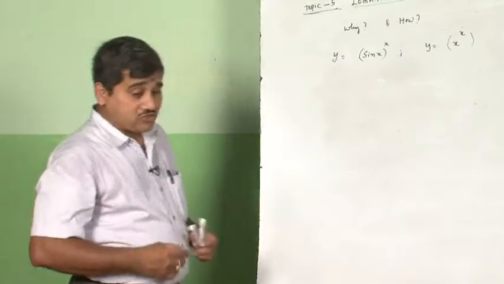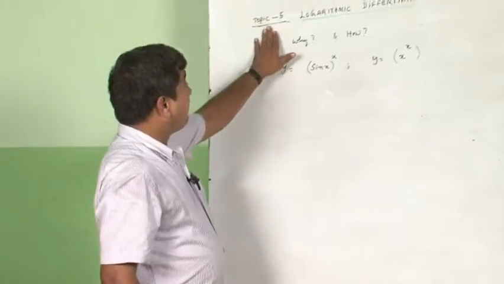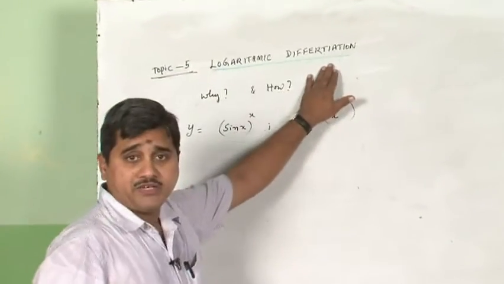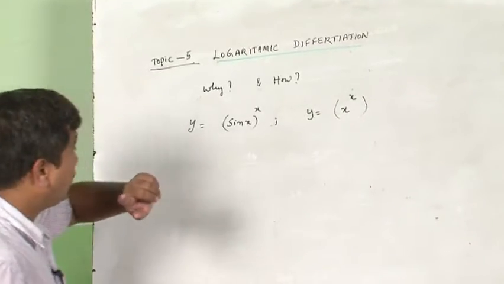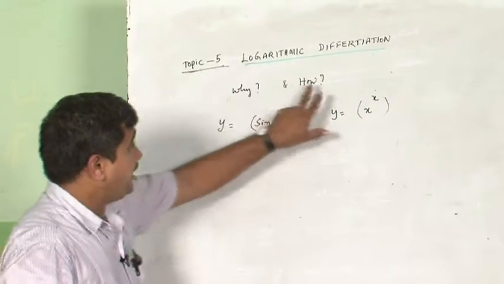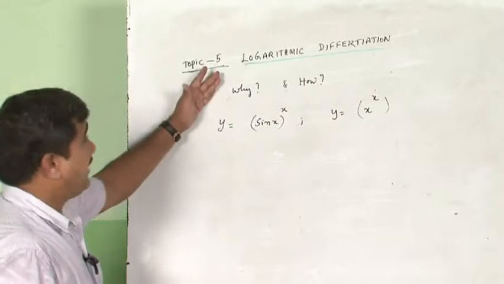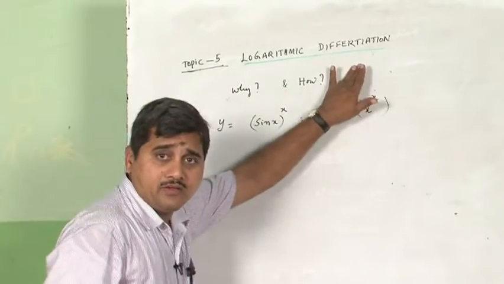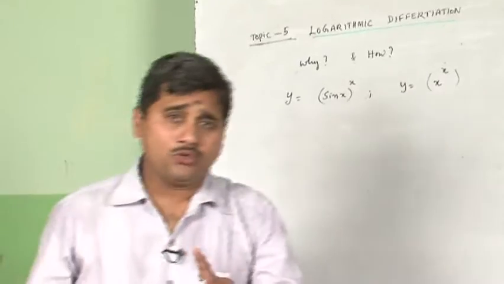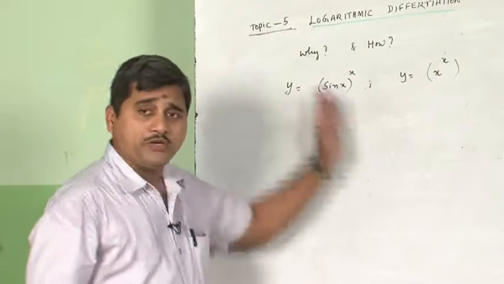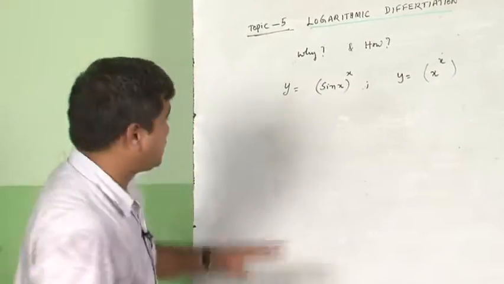Well, dear children, topic number 5 is logarithmic differentiation. Now here I want to tell you one thing. I have written two words, why and how. Let us first understand why. Why logarithmic differentiation? It is a very interesting question, you must know, because this is a topic which is definitely going to fetch you 4 marks in the examination.